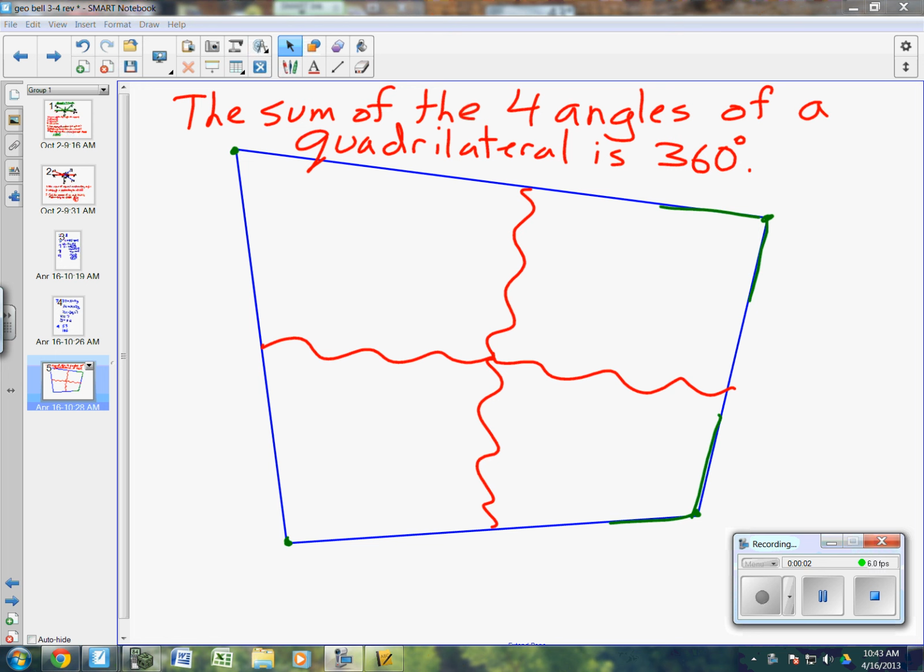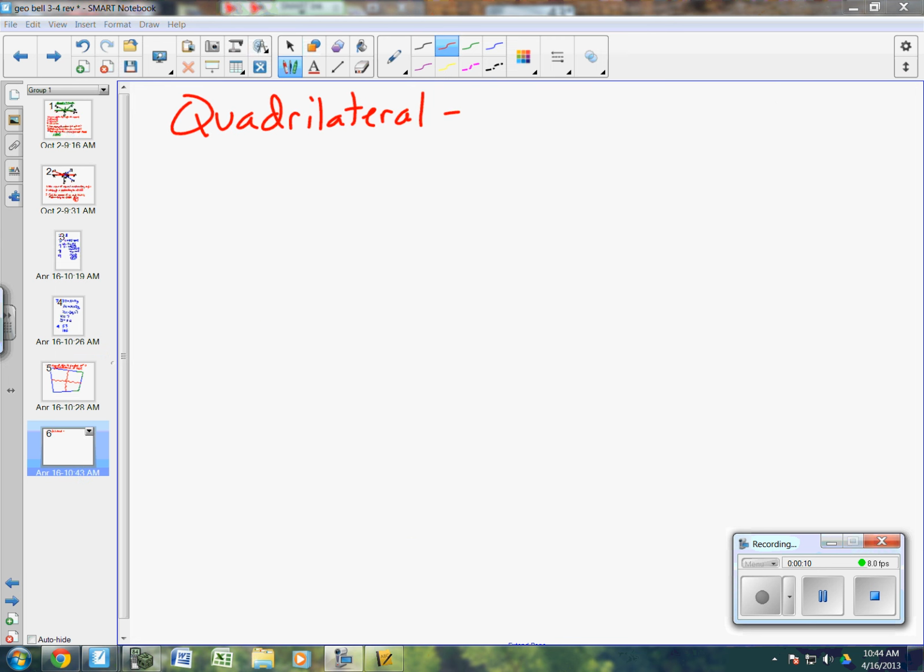Okay, we learned that the four angles of a quadrilateral add up to 360 by doing that exercise. Okay, now, you guys, we're going to fill out the notes on this worksheet right here, starting with quadrilateral. Okay?